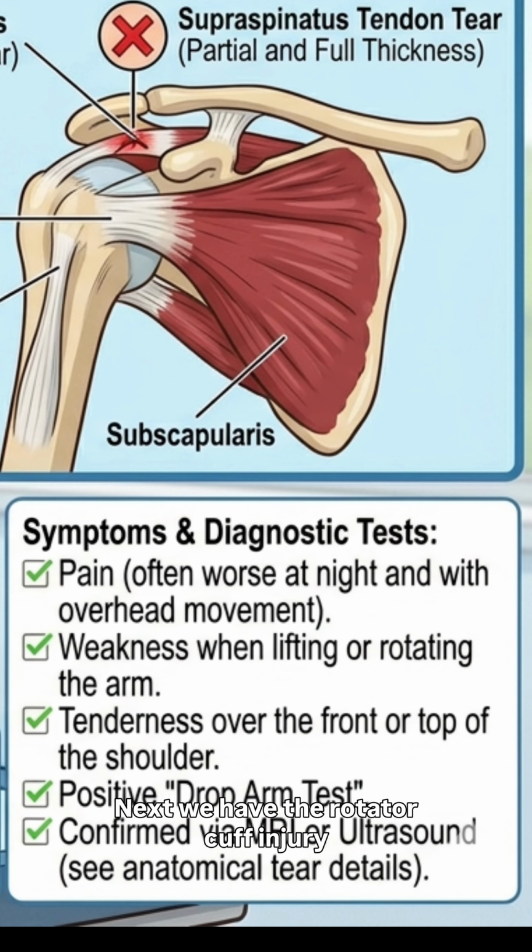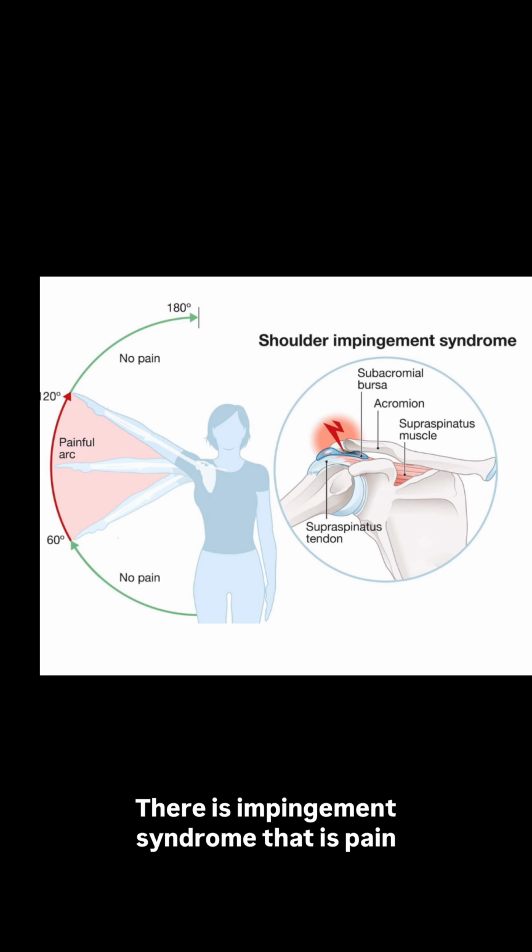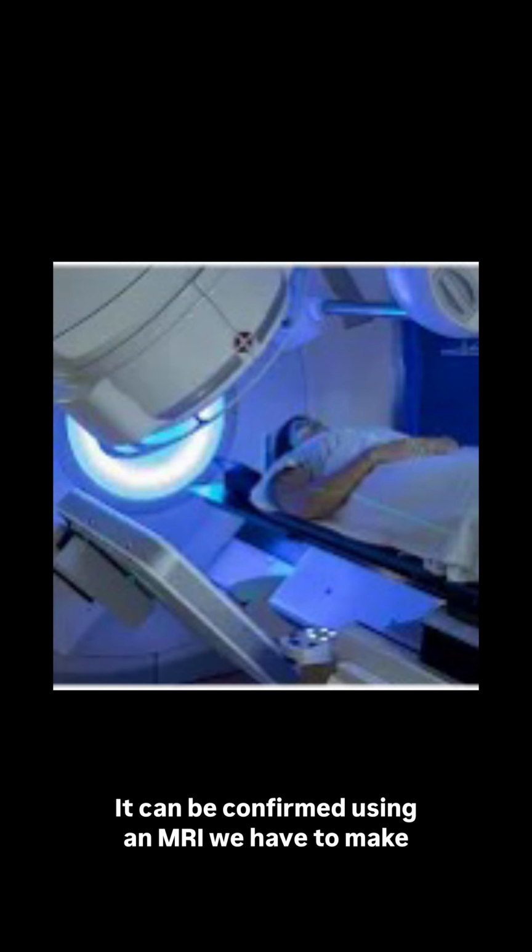Next we have the rotator cuff injury, in which there is pain, weakness, and with abduction and external rotation of the humerus after fall on an outstretched arm. There is impingement syndrome, that is pain caused by compression of the soft tissues. It may be also present. And coming to diagnosis, it is mainly clinical. It can be confirmed using an MRI.